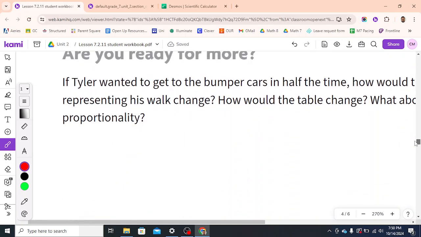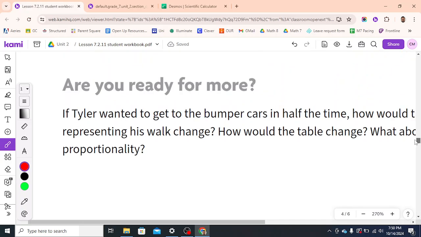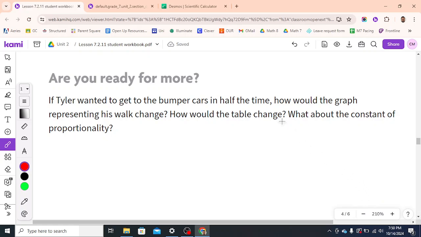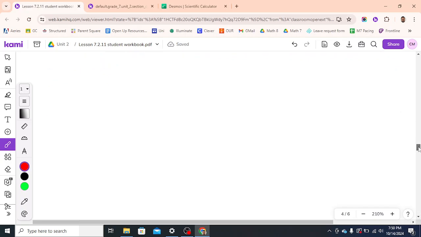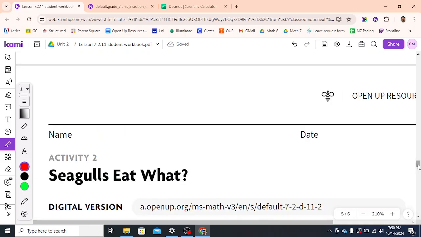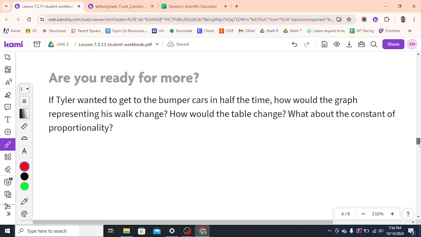Ready for more? Yeah, let's talk a little bit more. Okay. If Tyler wanted to get to the bumper cars in half the time, how would the graph representing his walk change? How would the table change? What about the constant of proportionality? Ooh, that's a little bit more challenging. Is there room for us to write? Yeah, let's go ahead and do that.